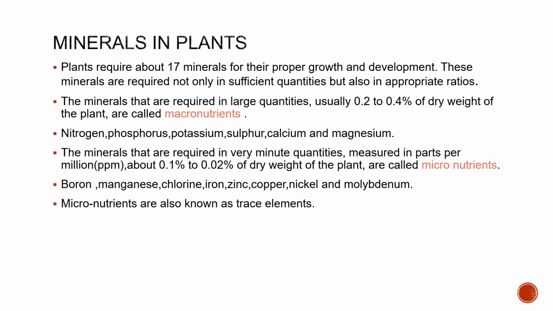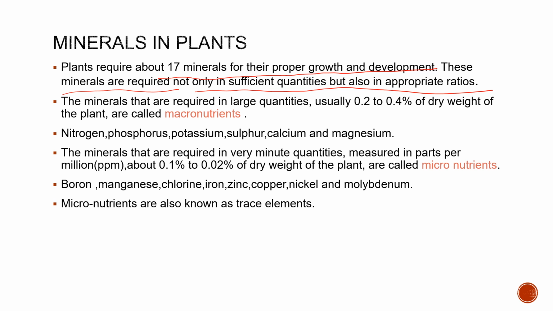Now, what are the important minerals in plants? Plants require about 17 minerals for their proper growth and development. These minerals are required not only in sufficient quantities but also in appropriate ratios. There is a certain amount in which these minerals are required in a plant body.